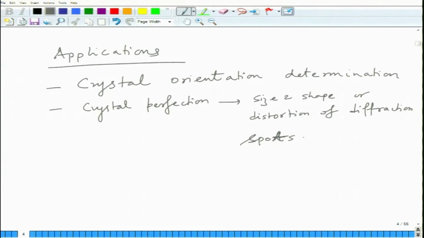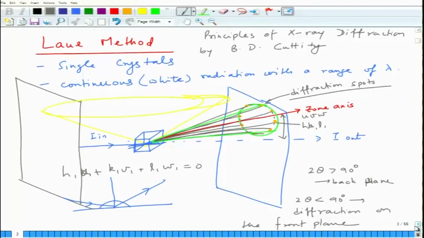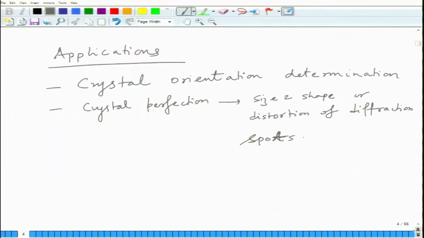All right. So this is the first method that we have here. The second method that we look for is, so you can see here these are diffracted beams, right? The angle between the diffracted beam and the I out would always be 2 theta, okay, just like we have in the Bragg geometry, right.